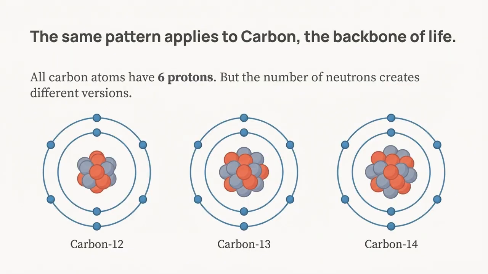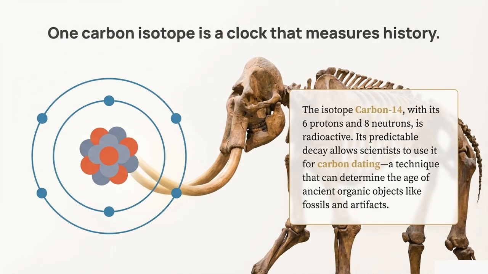Now let's look at carbon, an element essential for life. All carbon atoms have 6 protons. Carbon-12 has 6 neutrons, carbon-13 has 7, and carbon-14 has 8. Carbon-14 is especially important because scientists use it for carbon dating to determine the age of ancient objects.